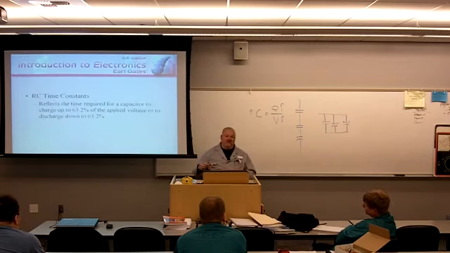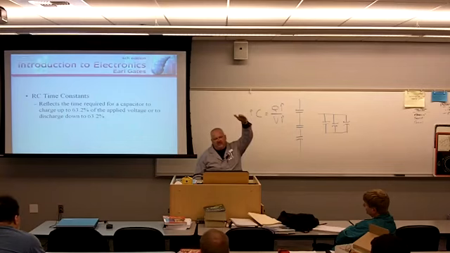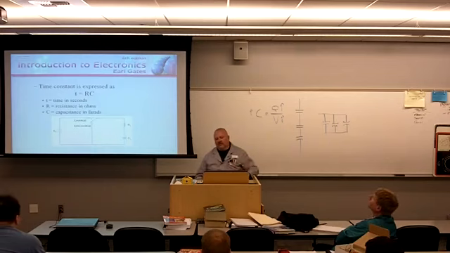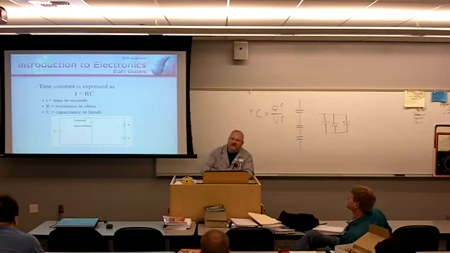RC time constants reflects the time required for a capacitor to charge 63.2% of the applied voltage or to discharge down 63.2%. It's not a typo, it's the way I worded it intentionally on this slide. You're decreasing down 63.2% to 36.8%. This is what the circuit's going to look like. This is the formula. T is equal to R times C. It's going to take 5 time constants.